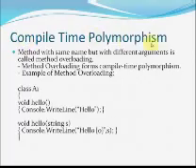Compile time polymorphism. For compile time polymorphism, we can take the example of method overloading. In this case, methods with the same name but different arguments is called method overloading. We can further describe this with the following example.